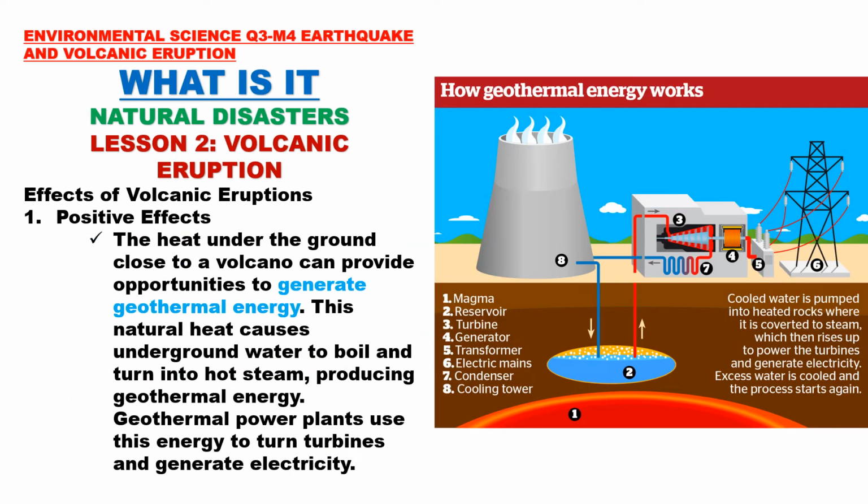Next, the heat under the ground close to a volcano can provide opportunities to generate geothermal energy. This natural heat causes underground water to boil and turn into hot steam. Kanina 'di ba pinaliwanag ko na rin sa inyo, okay? Cool water is injected into the reservoir, liquid turns into gas, yung steam is used to power turbines. Tapos yung turbines natin connected sa mga generator that generates electricity.